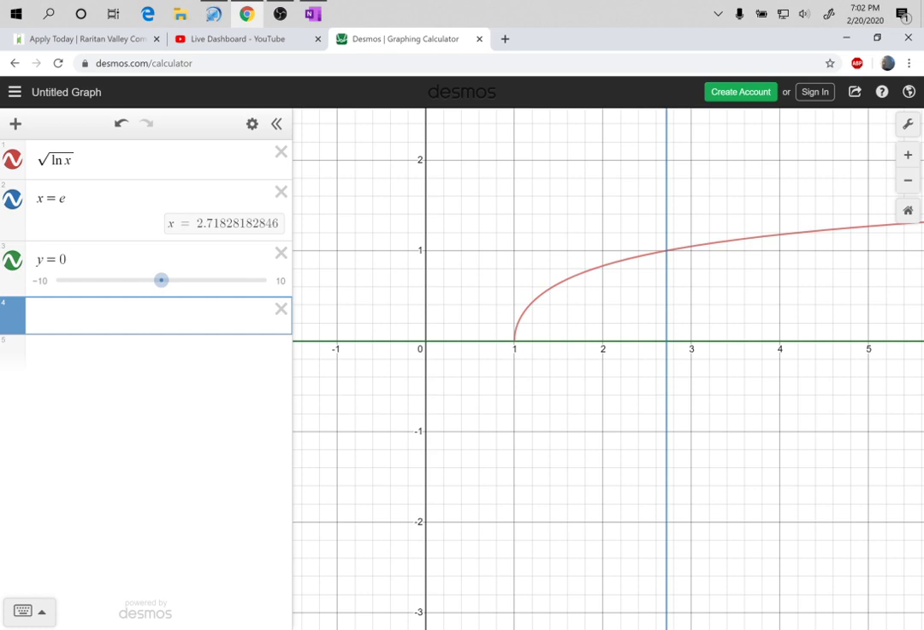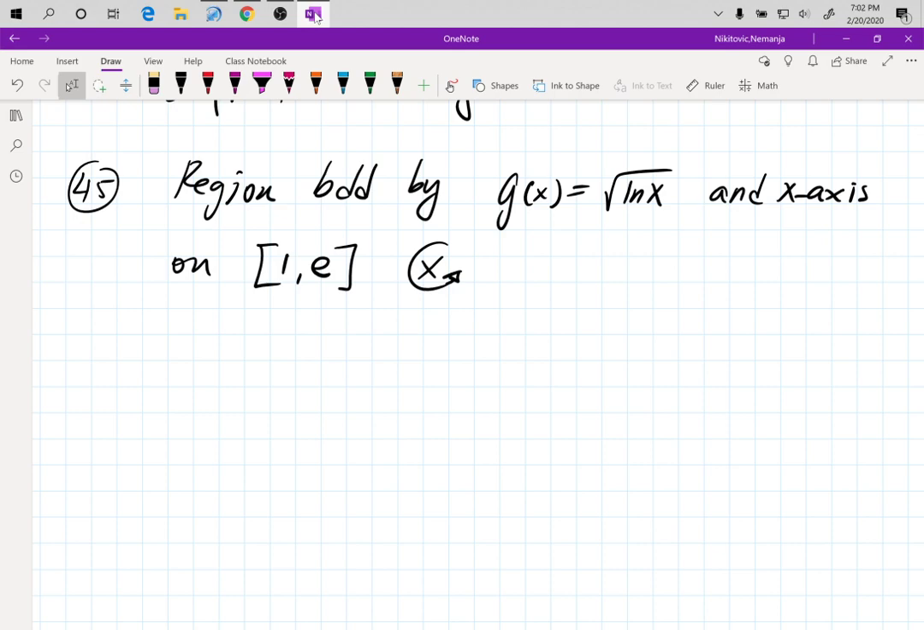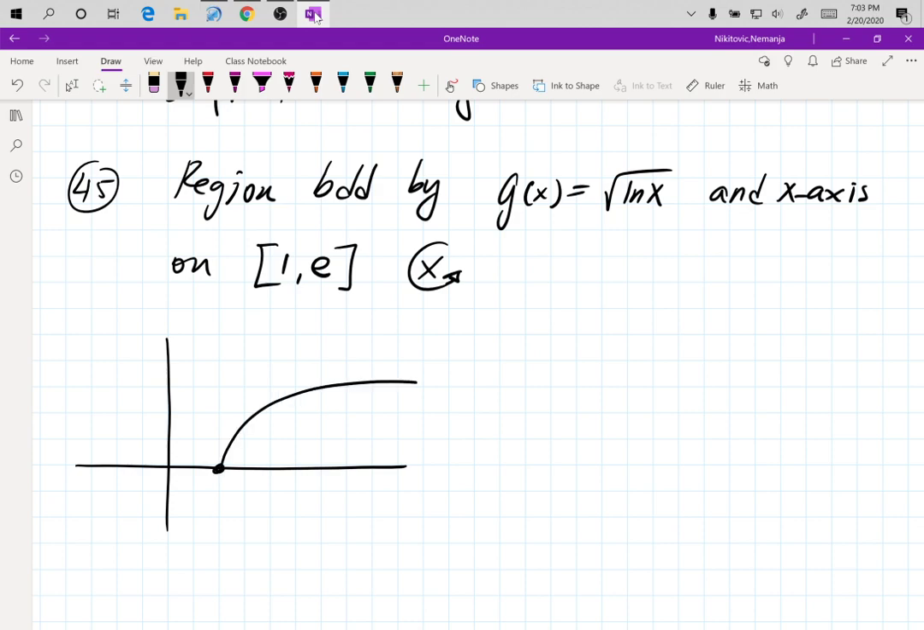So you have this shape between 1 and the blue line, and then the green line, which is your x-axis, and the red line on top. So we are rotating about the x-axis. So the graph we have starts at 1. It's going to do this. 2, 3. We have our e.